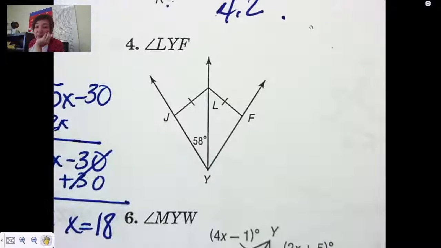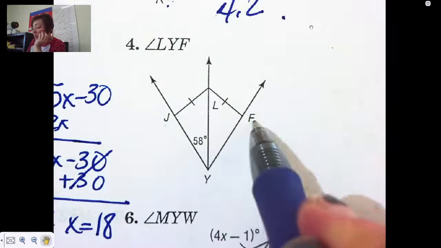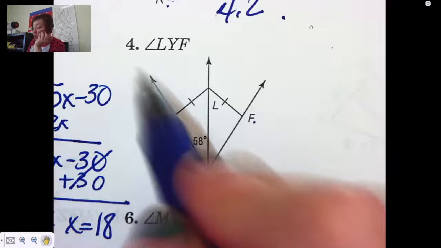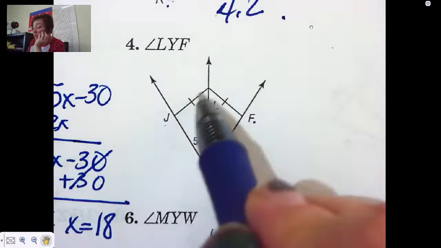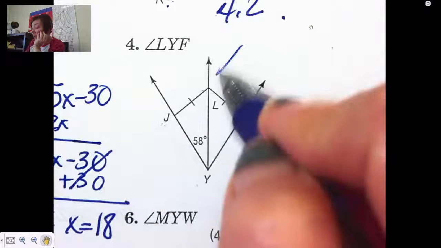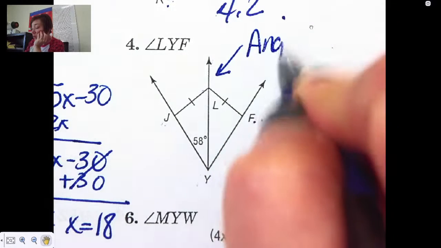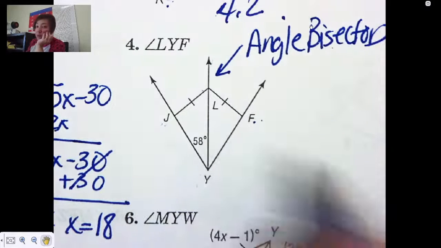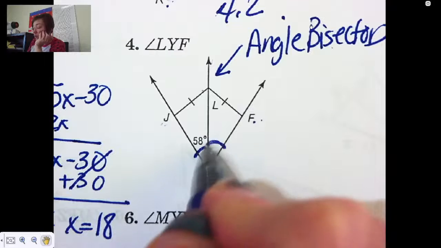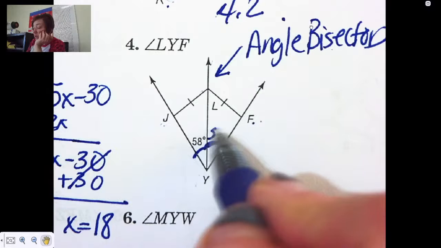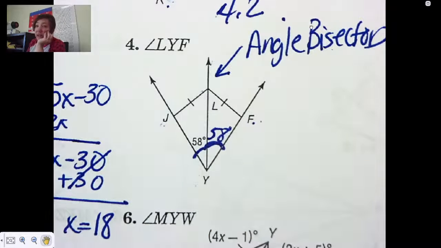Okay, look at this one. Notice how they're telling us that these are congruent. This is not a triangle, though. Do y'all see that? This is just an angle. And they're saying that this is the same distance as this. That means that this segment right here, that guy, is an angle bisector, because that is the same distance from the two sides, meaning that these two angles are congruent to each other. So if this is 58 degrees, this one is also 58 degrees.